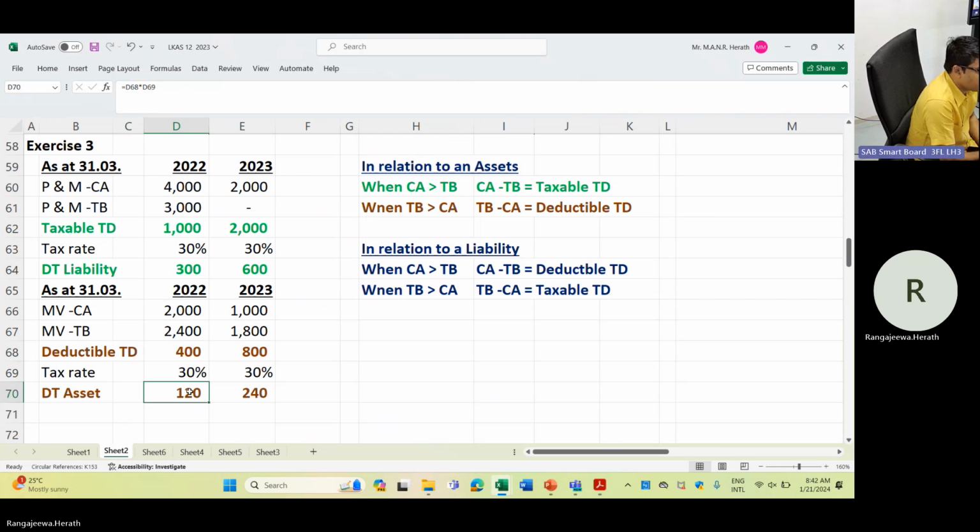Now we can go to the accounts, the accounting records. We had this calculation. Then we can prepare the income tax expense account for 2 years, 21, 22 and 22, 23. Then the deferred tax liability account, deferred tax asset account. Even we can prepare the income tax payable account also. Right?